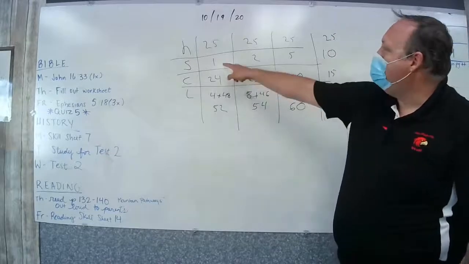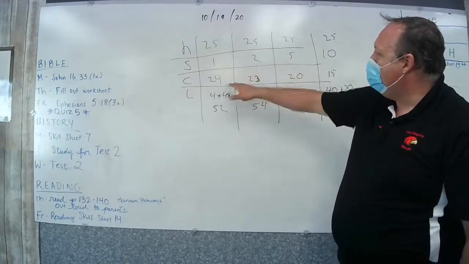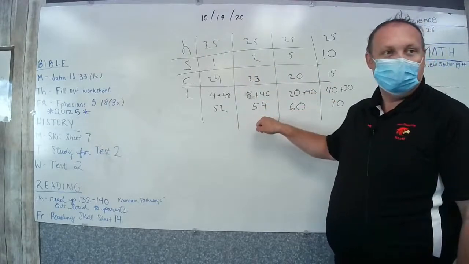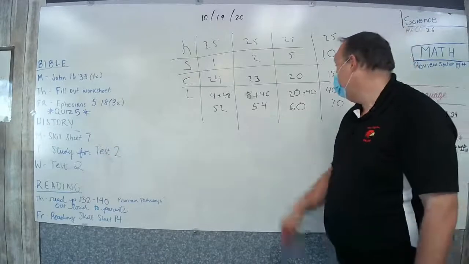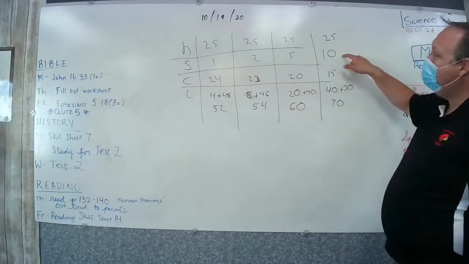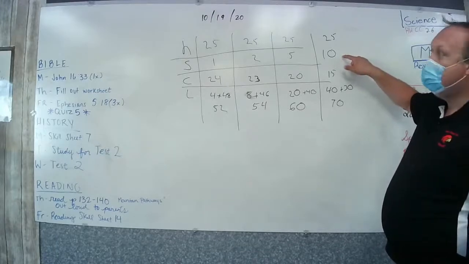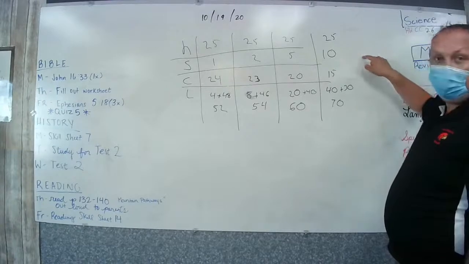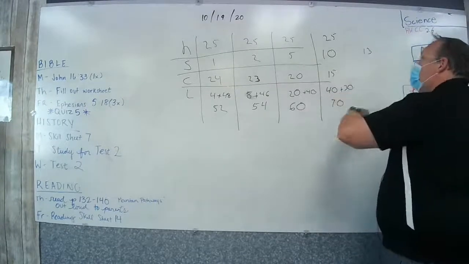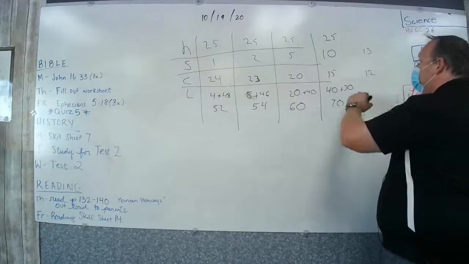If I went up one sheep and down one chicken, I added 2 legs, right? Okay. Now I'm at 70. How many do I need to add to get to 76? If I add 3, 13. So I'm going to take 13 sheep. How many chickens would I have then? 12.